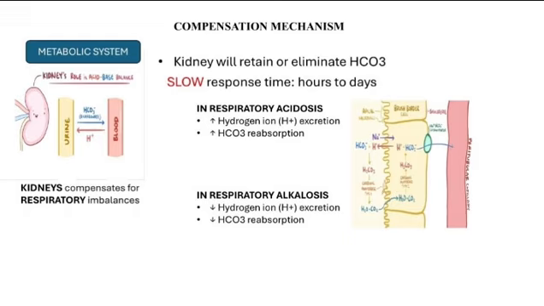Second, in case of respiratory alkalosis, which means too little acid in the blood, also due to the respiratory issue, the kidney adjusts differently. First, it decreases the excretion of the hydrogen ion, meaning it holds on to more acid. Second, it decreases the reabsorption of bicarbonate, allowing more of the base to be excreted, which helps to bring the acid level toward normal.